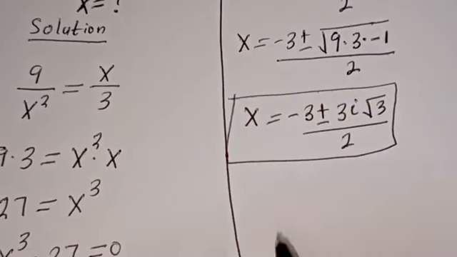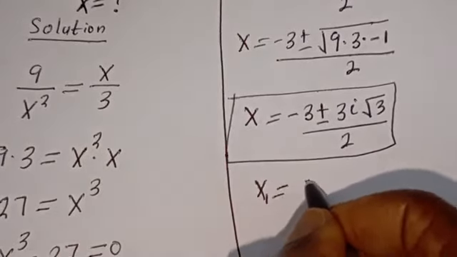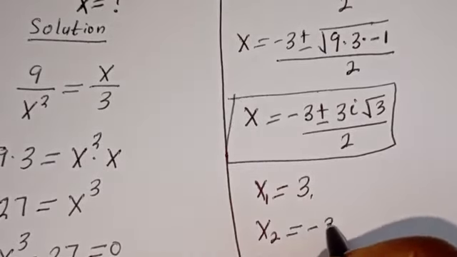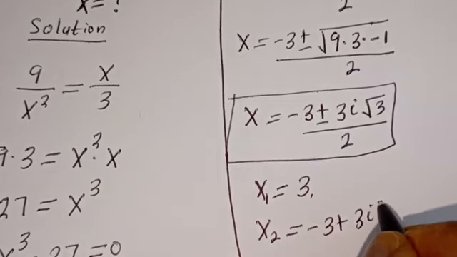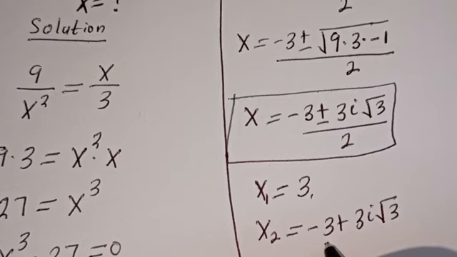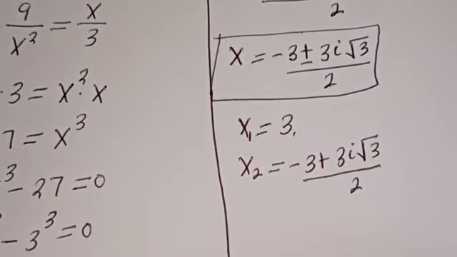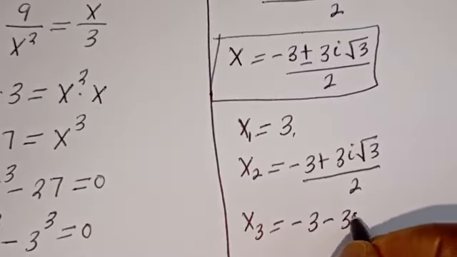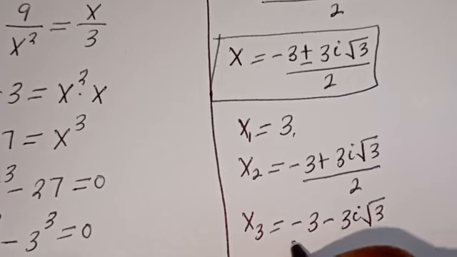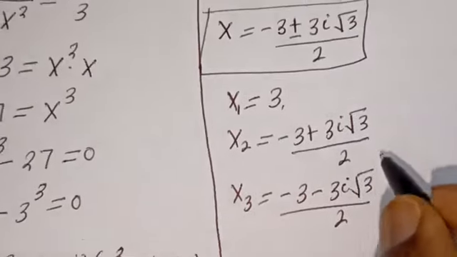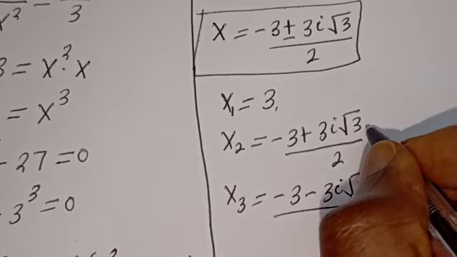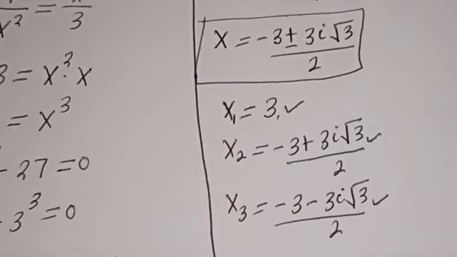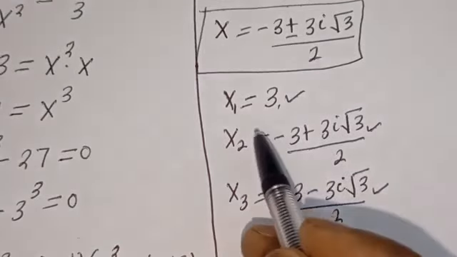Therefore, our final answers are s1 is equal to 3, s2 is equal to minus 3 plus 3i root 3 divided by 2, and then s3 is equal to minus 3 minus 3i root 3 divided by 2. So we have two complex roots. This is complex root and this is complex root, and we have this as the only real root, which is 3. We can check to confirm if this answer is right or wrong.